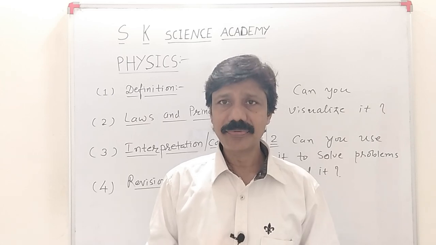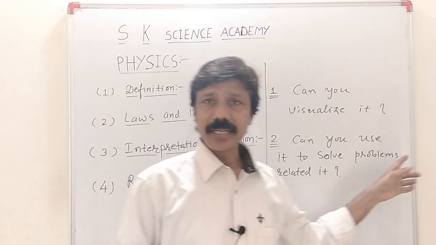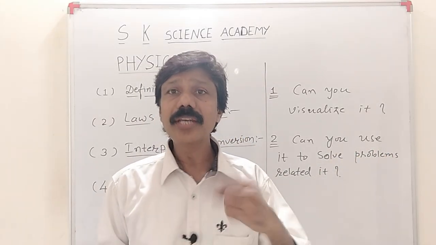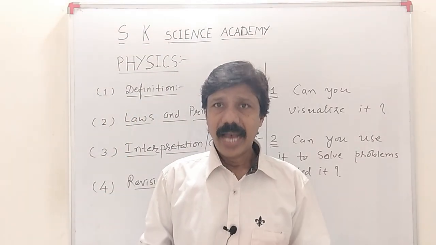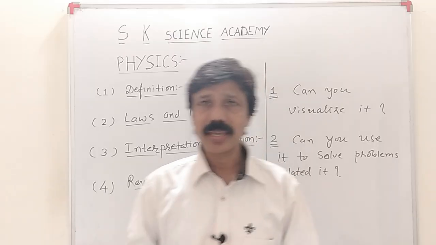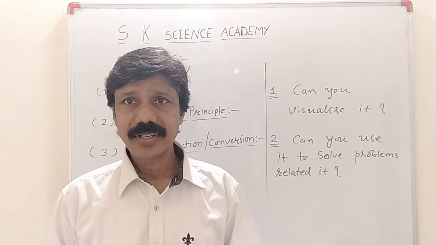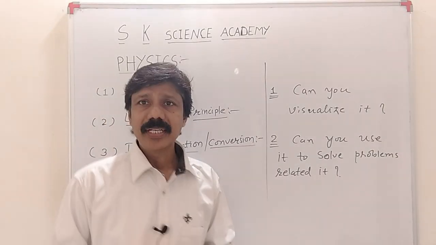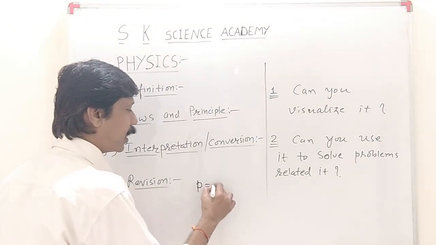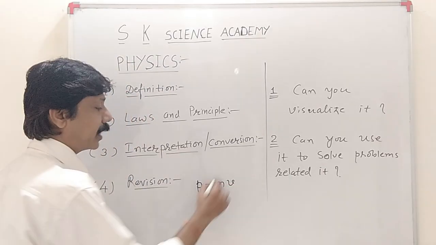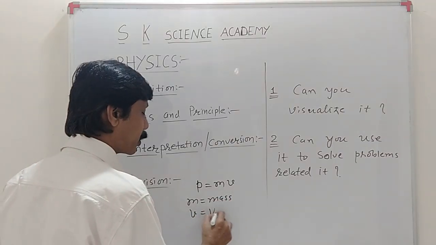I will give you an example of visualization. Now, the second thing: if you understood it, then definitely you can use it to solve the problems related to it. I am giving an example. If I say momentum, it's one term in physics. What is the definition of momentum? Momentum is denoted by P. It is defined as mass into velocity, that is, the product of mass and velocity.